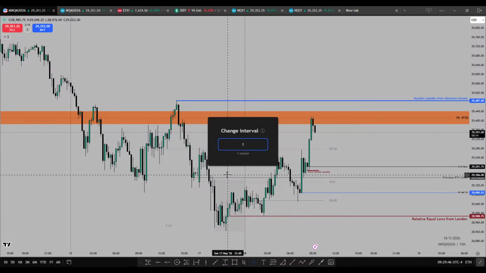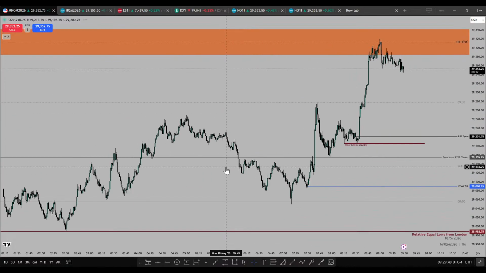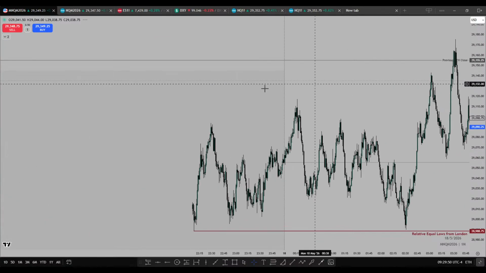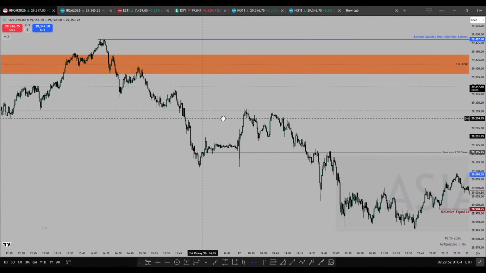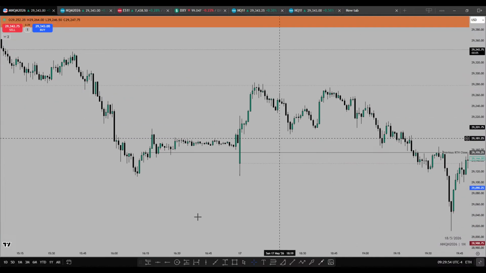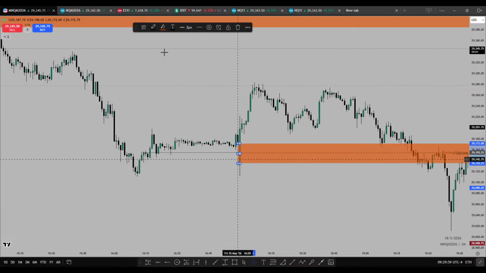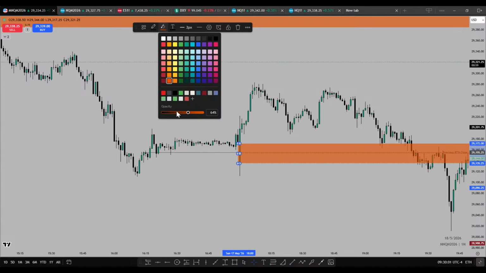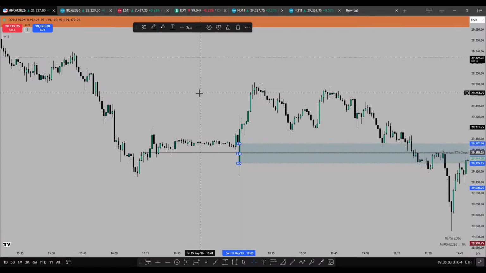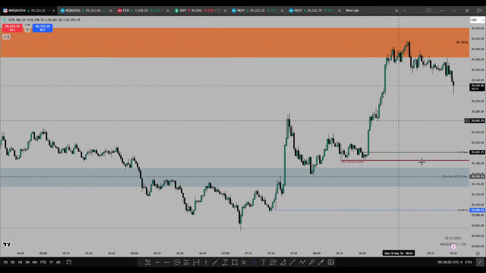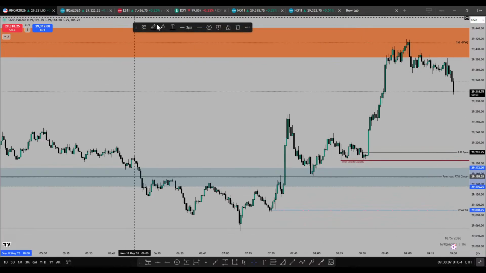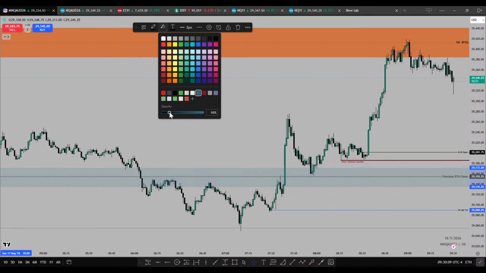Okay, so let me first mark the new week opening gap. Let's see, I'll do it manually, it's okay, not a big deal. This was the close and that was the open. I'm going to make it a bit light. I'm going to give it this color. That's our new week opening gap. I want to see a return back into the new week opening gap.